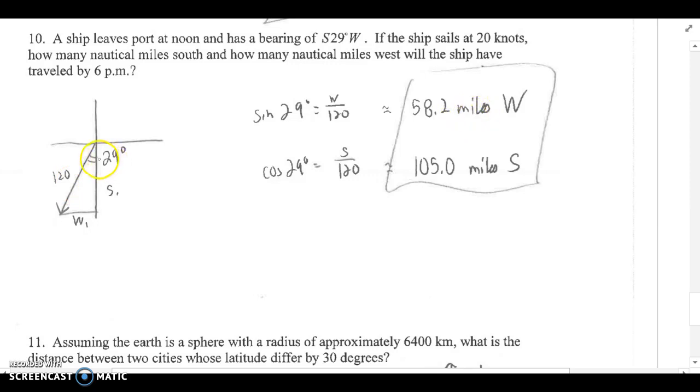We want to figure out the south. The cosine of 29 degrees is S over 120. Solve for that, and we see it's 105.0 miles south of its initial location. So the two components from the beginning, about 58 miles to the west and about 105 miles to the south.